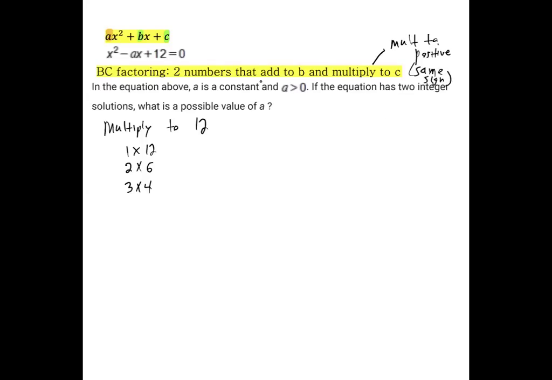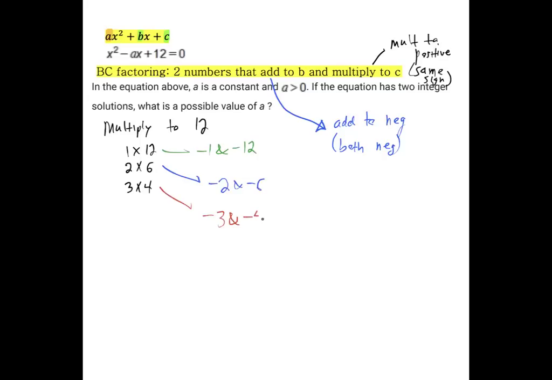Now, of those numbers that multiply to a positive, they're adding to minus a. So they're adding to a negative. So if our numbers are two numbers that are the same sign, but they add to a negative, they must both be negative. So thinking about how the numbers that multiply to 12 are 1 and 12, 2 and 6, 3 and 4, we just found out that those numbers have to both be negative. So we could have -1 and -12, we could have -2 and -6, or last but not least, -3 and -4.